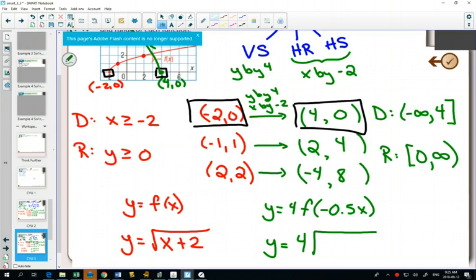If this was f of x, x plus 2, and I asked you to find f of 5, you plug in 5 for x. Now I'm asking you to find f of -0.5x, so you have to plug in -0.5x wherever there was an x originally. So this equation becomes -0.5x, and then there's still the +2. That would be the explicit equation for the green graph.